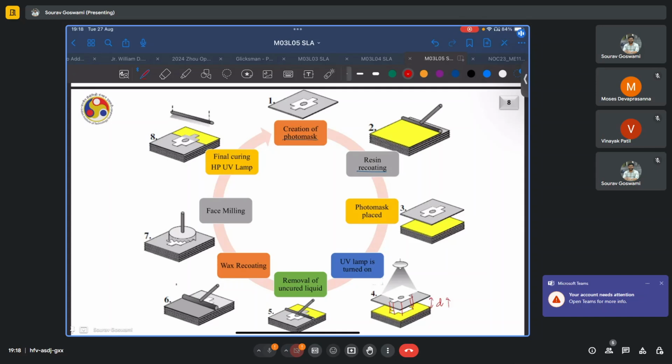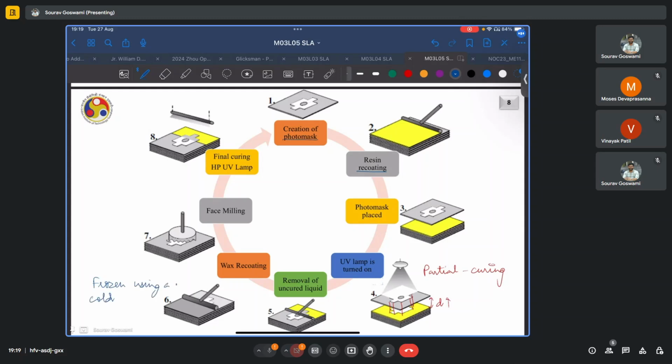Now, after this short curing or partial curing process, the uncured or the excess liquid is removed using something like a vacuum blade, and this entire region is recoated with liquid wax. This liquid wax may also be frozen using a cold plate rather than waiting for a long time for it to cool down and freeze by itself. And once the wax is frozen using this cold plate, a face milling operation is performed to ensure Z accuracy.